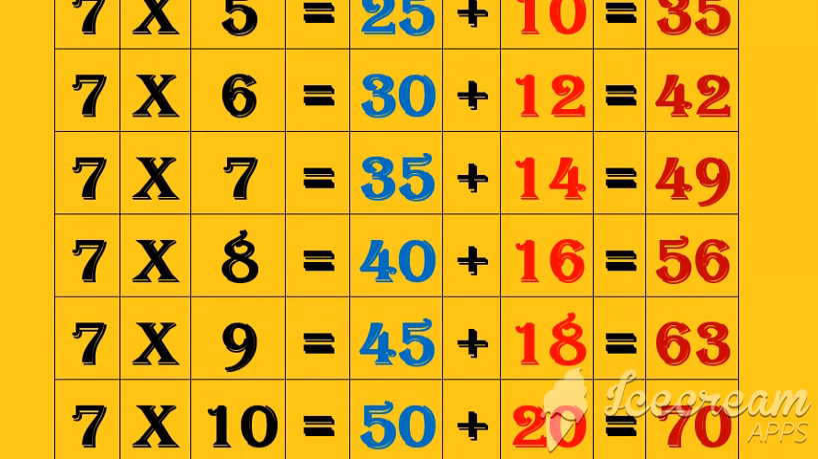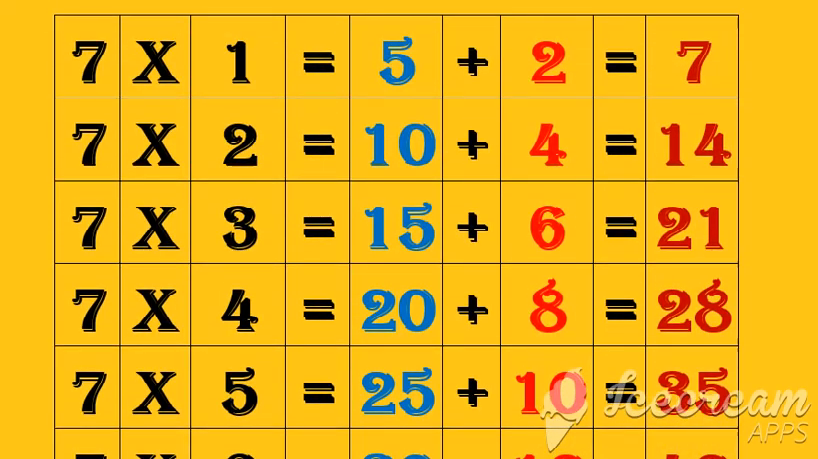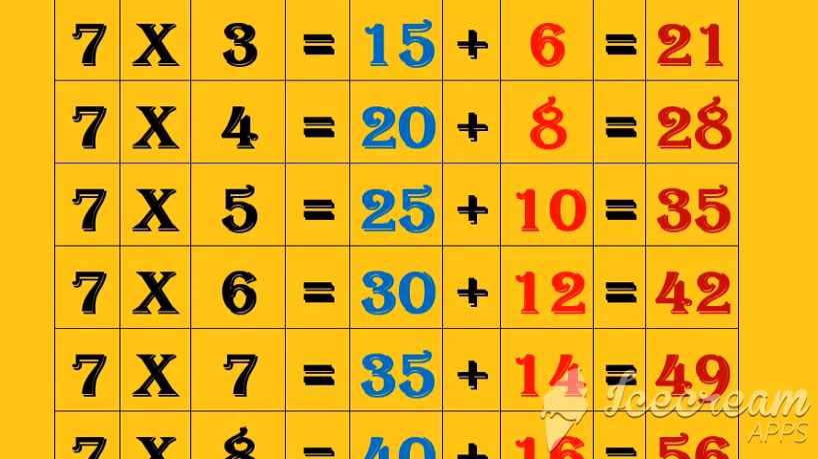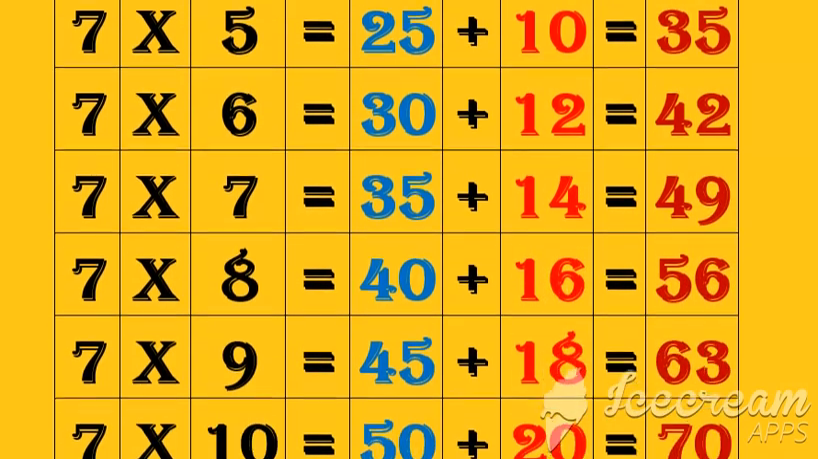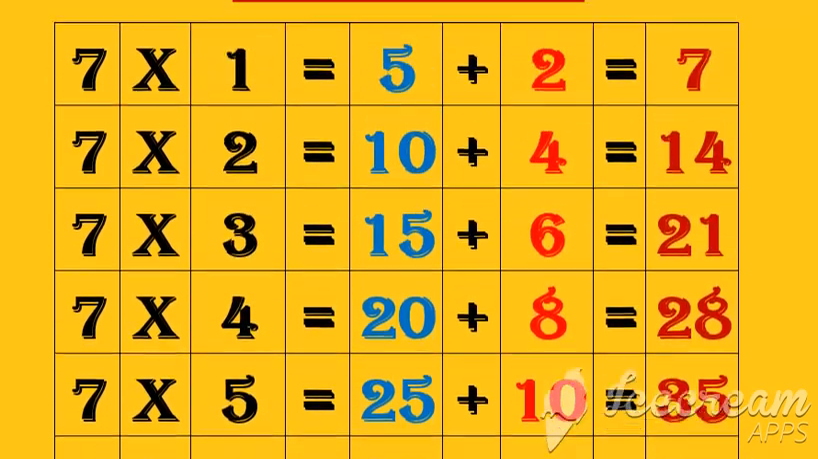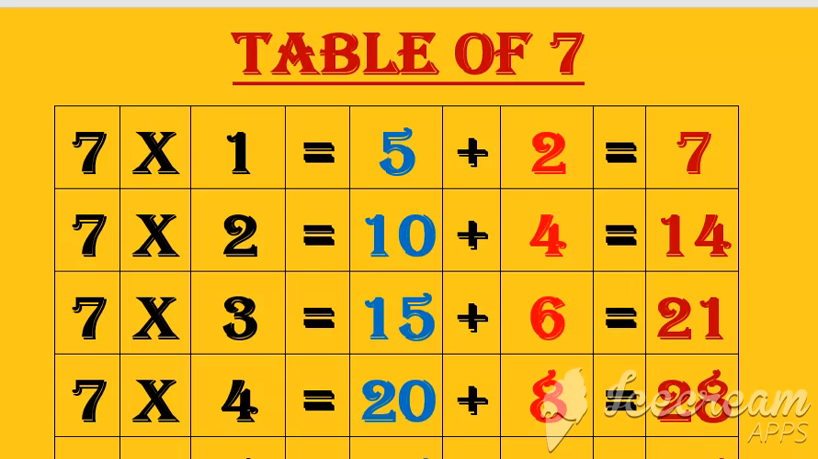And the red color numbers, if you see from top, are all skip counting of 2. First number is 2, then 4, 6, 8, 10, 12, 14, 16, 18, 20. When you add the blue number with this second red number, you will get the last maroon color number, which is our answer to the multiplications. 7 into 1 equals 7, 7 into 2 equals 14 and so on.